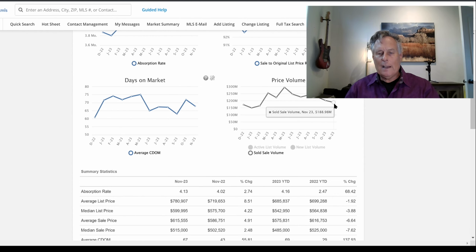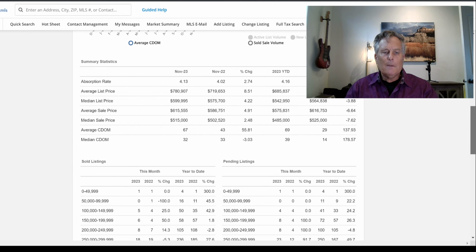So right now, for the month of November, we closed out at $188 million, almost $189 million worth of inventory. And in December closeout of last year, we were at $173 million. So we're actually up a little bit, but December typically does go down just a hair.